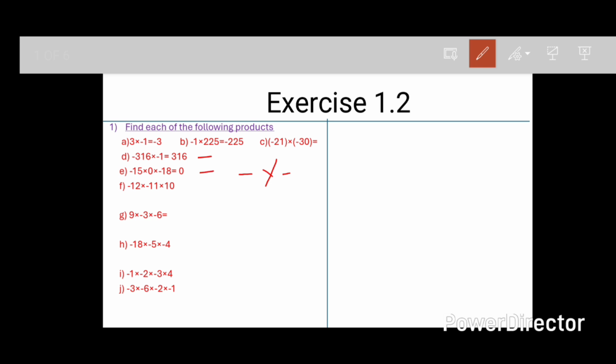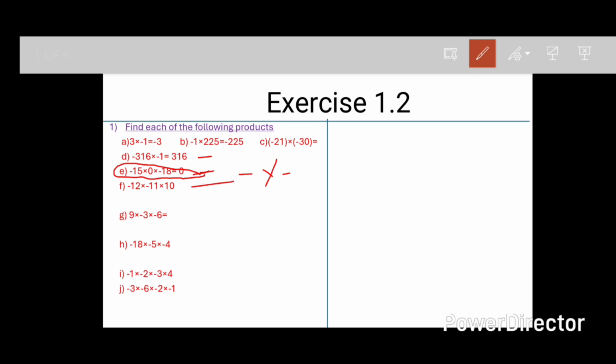Okay. Next, the 11th. Minus 15 into 0 into minus 18. We should keep in mind that if we multiply any integer by 0, the total product becomes 0. It is not necessary to do the steps. Directly we should write the 0.